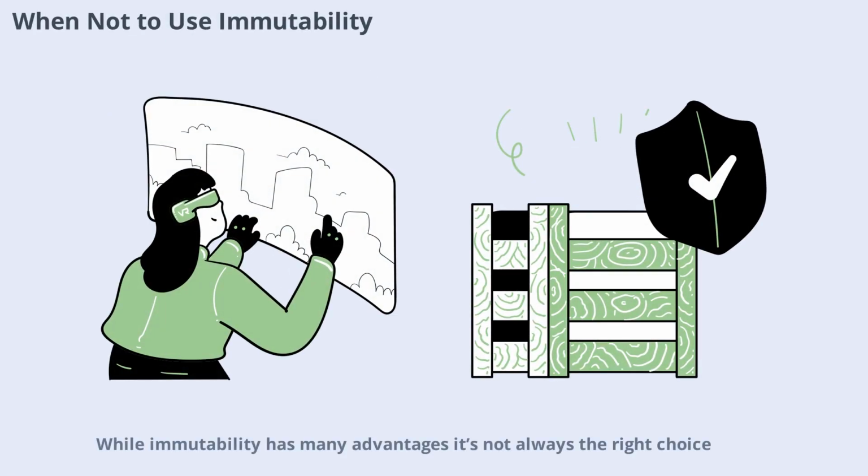While immutability has many advantages, it's not always the right choice. For objects that need to change state frequently, mutable objects may be more efficient. The key is to understand when immutability adds value and when it might introduce unnecessary complexity.